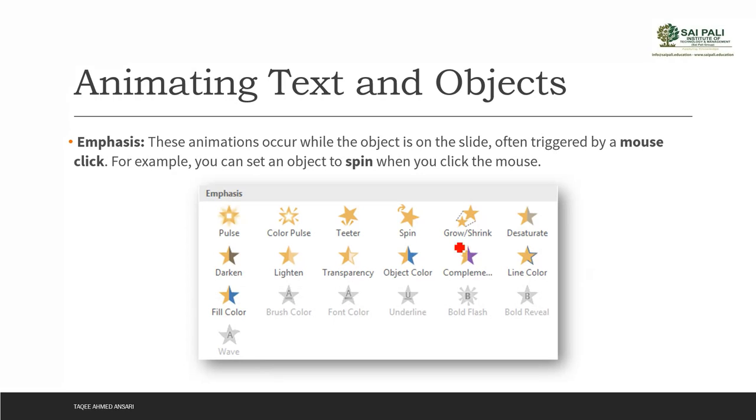Then next category is emphasis. Now this animation occurs when the object is on the slide and is often triggered by your mouse. So when you click your mouse, it triggers the animation. For example, if I select the spin, the object is still on the slide. When I click my mouse, it will spin the object. And same as that we have other multiple options.